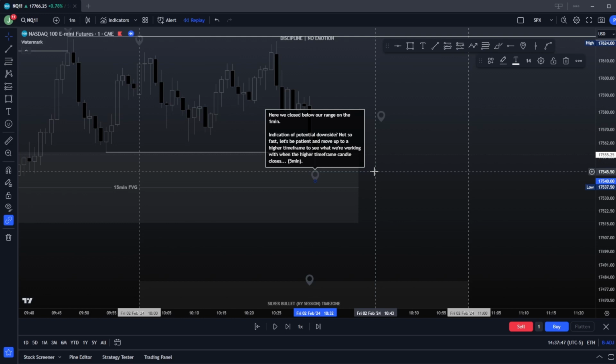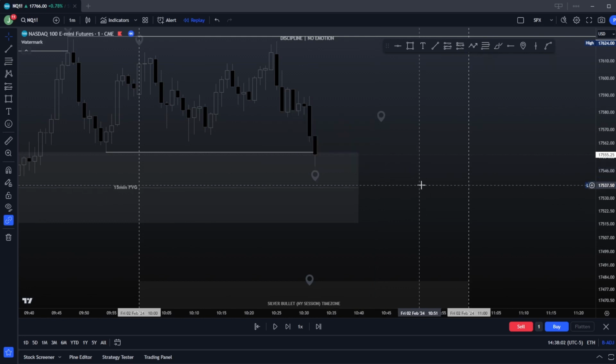The wicks are just noise, right? So when you break it down and move to the higher time frame, you ask, what does it actually tell me? Because the lower time frame is telling me one thing, but the other time frame might be telling us something different at this given point in time.